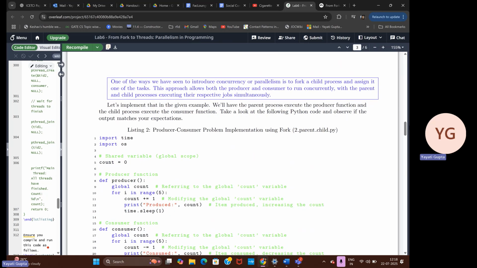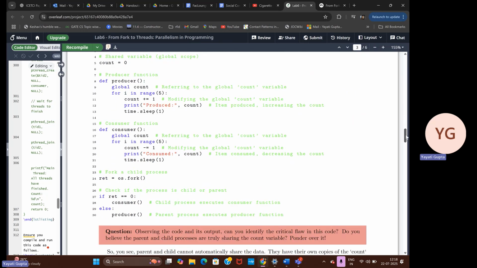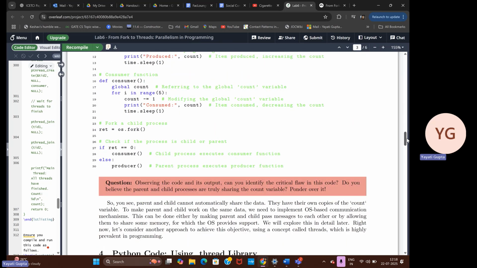I think that also kept it interesting. Then yet another program that uses the concept of a parent and a child, which again is not the right way to solve the producer consumer problem. So they were again asked to run this code and realize what's the problem with this.